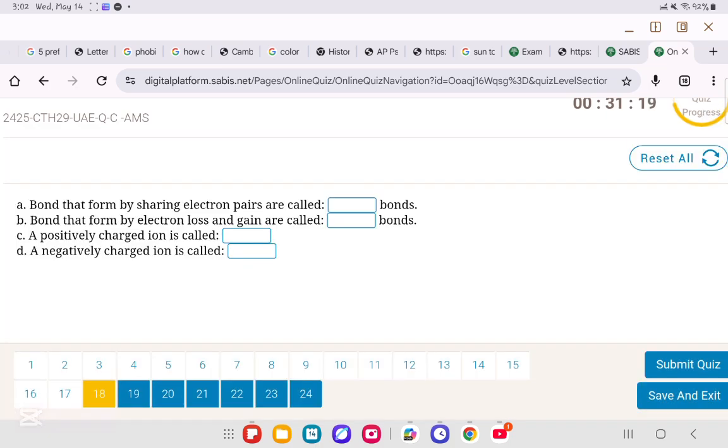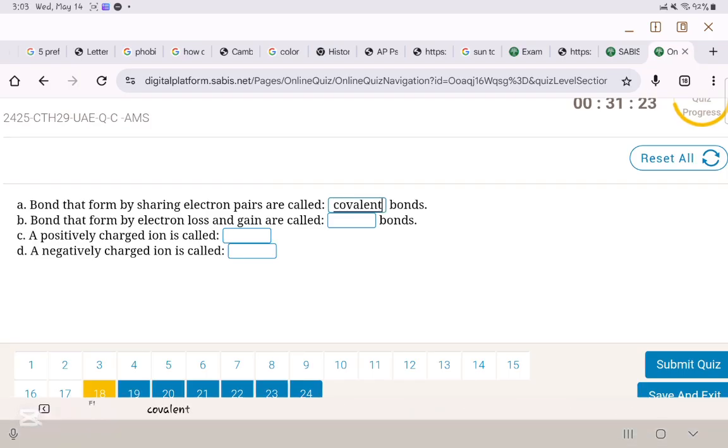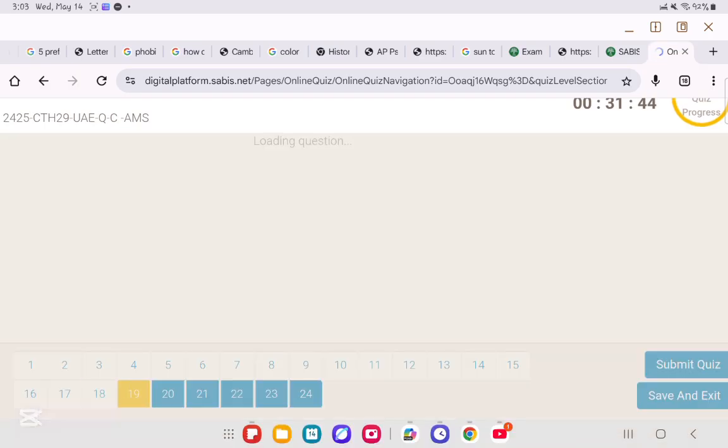Very simply, if they share electrons, then they are known as covalent bonds. But if they lose and gain electrons, then they are known as ionic bonds. A positively charged ion is a cation, and a negatively charged ion is an anion.